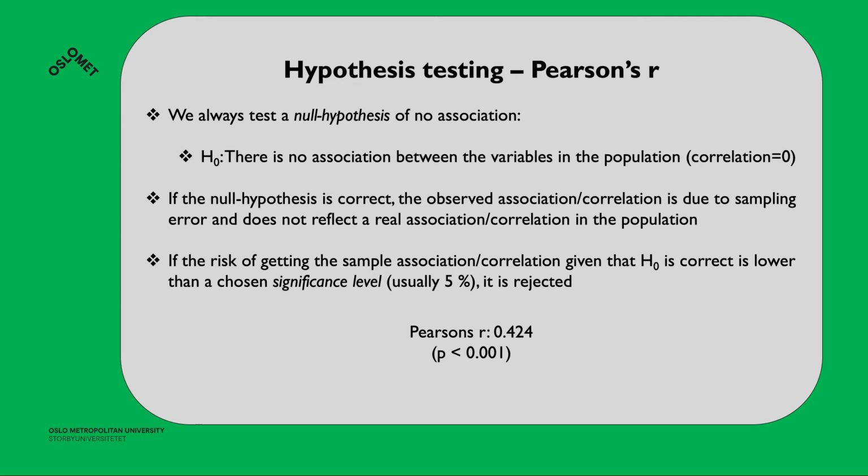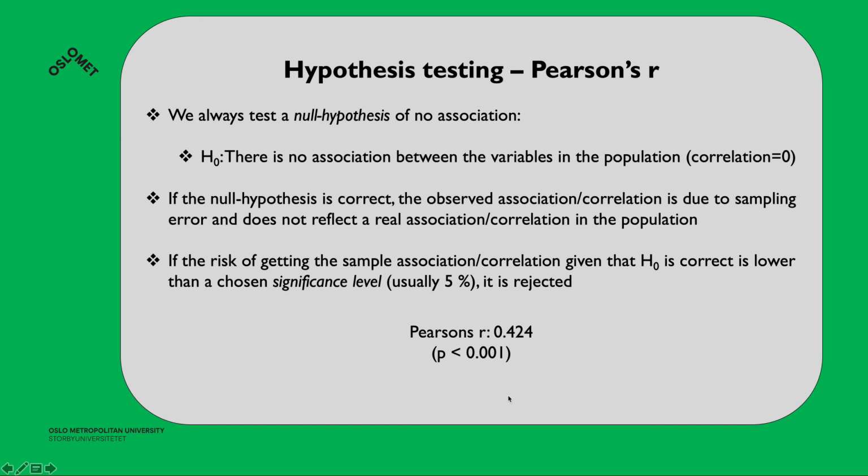And Pearson's R also involves hypothesis testing. We are always testing the null hypothesis, so no association or no correlation. So our null hypothesis is that there is no association between the variables in the population, that the correlation is actually 0. And if the null hypothesis is correct, the observed association or correlation is due to sampling error and does not reflect the real association in the population. If the risk of getting the sample correlation, given that the null hypothesis is correct, is lower than the chosen level of significance, usually 5%, it's rejected.